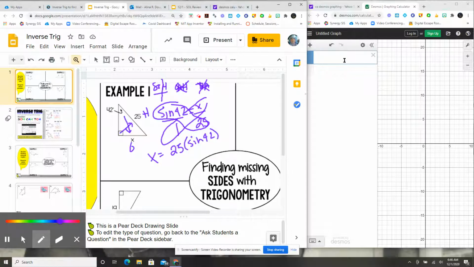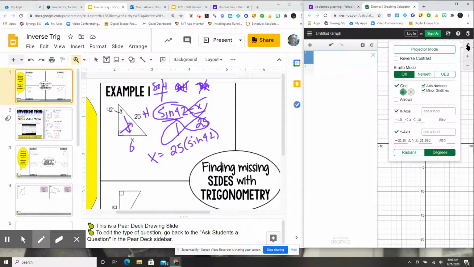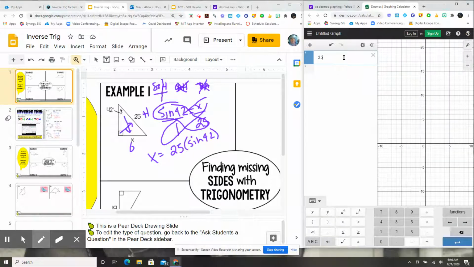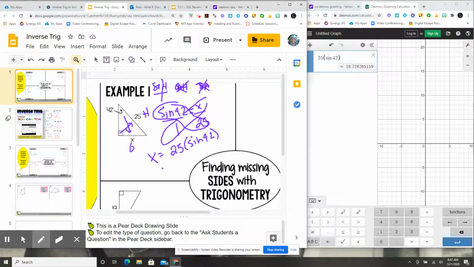So you come over to your Desmos calculator. Oh, before I do anything else, make sure it's in degree mode. If you've just opened it, it will be in radians. So you want to make sure you do that. 25 times the sine of 42. And I literally just put it in the calculator the same way I see it here. So that's going to be X equals 16.73.